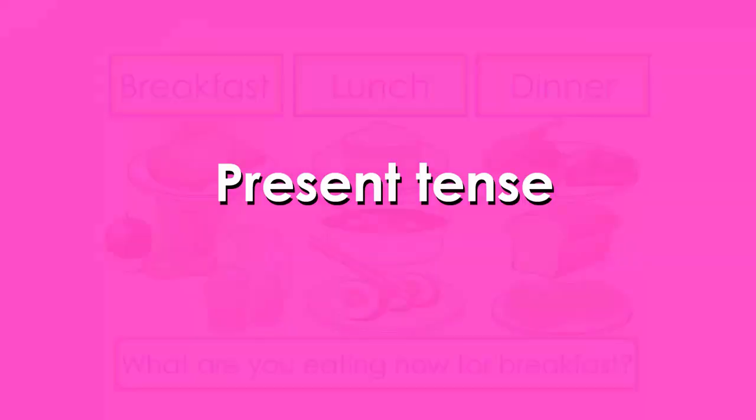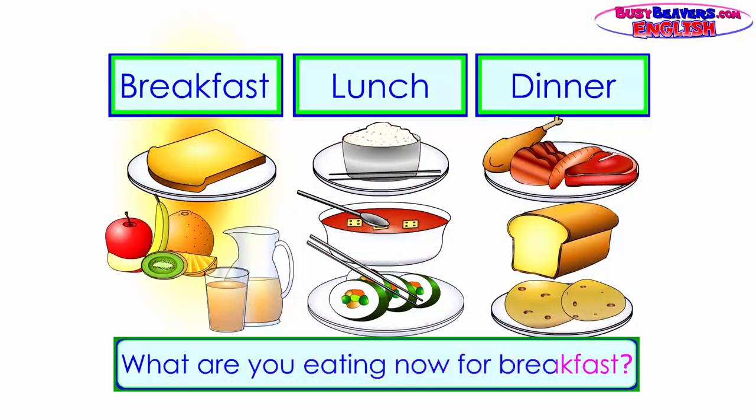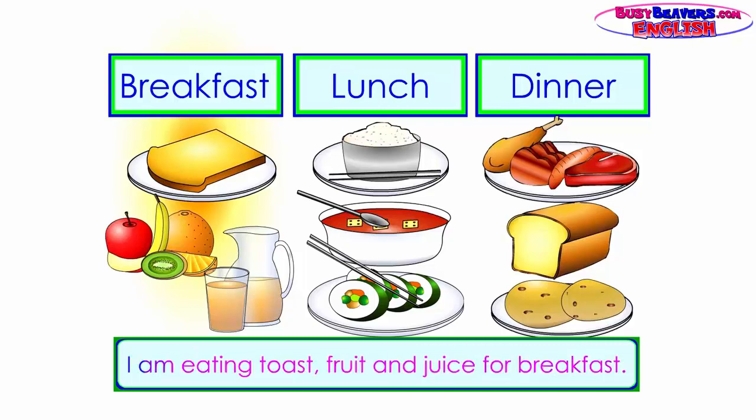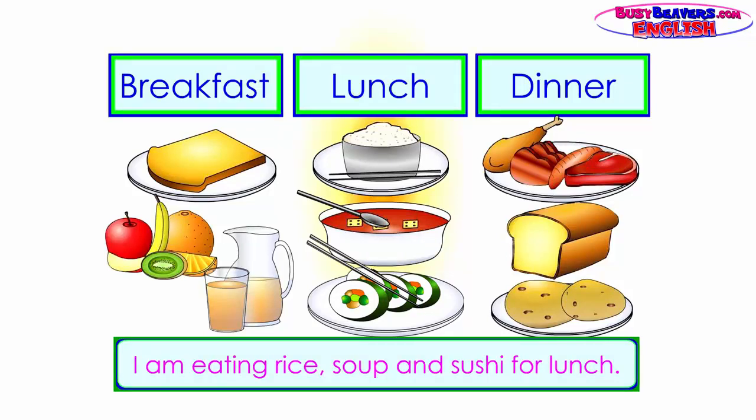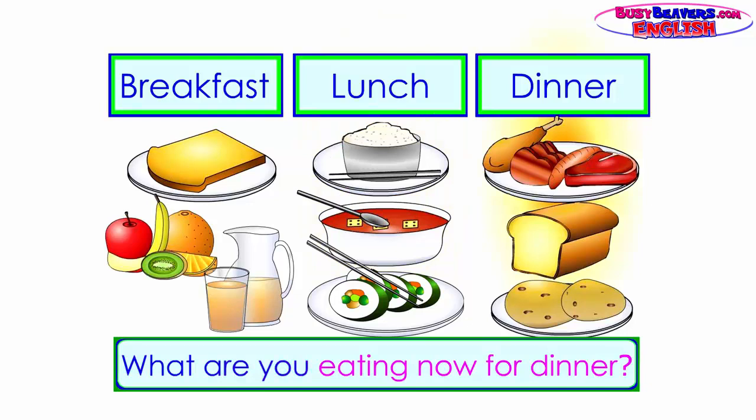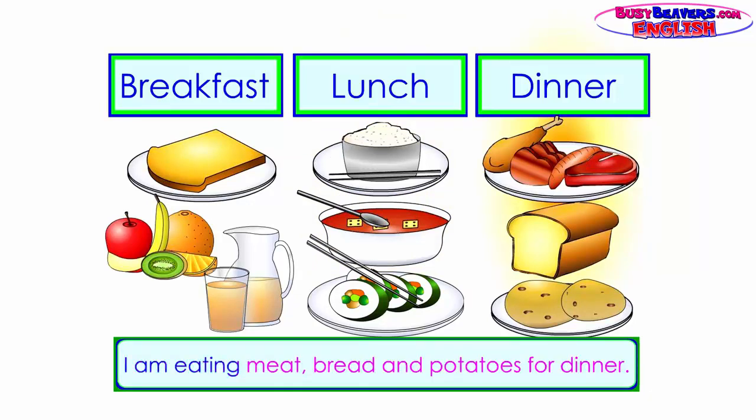Present tense. What are you eating now for breakfast? I am eating toast, fruit, and juice for breakfast. What are you eating now for lunch? I am eating rice, soup, and sushi for lunch. What are you eating now for dinner? I am eating meat, bread, and potatoes for dinner.